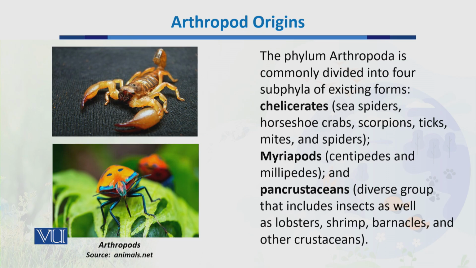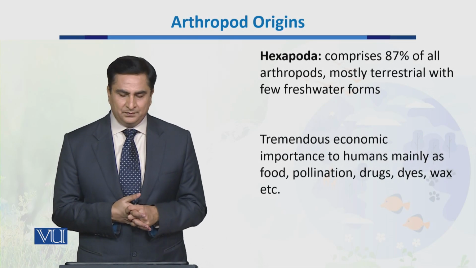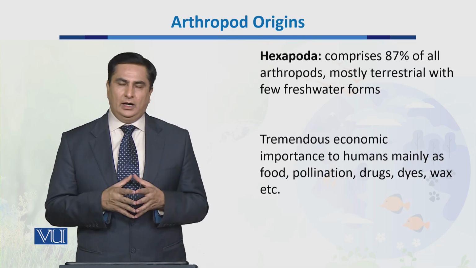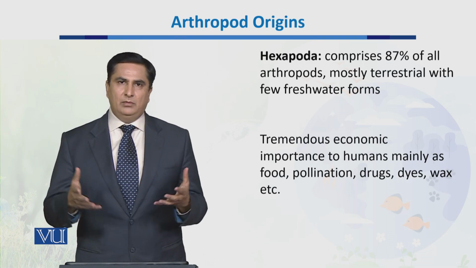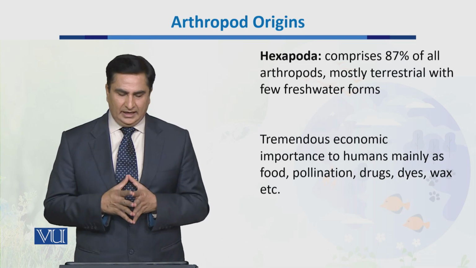These are the animals with multiple pairs of legs. Then we have pancrustaceans. It's a diverse group that includes different insects as well as lobsters, shrimps, barnacles, and other crustaceans. Then we also have the 4th subphylum Hexapoda, which comprises almost 87% of all arthropods, and it is mostly terrestrial, with some of its species found in freshwater bodies as well.